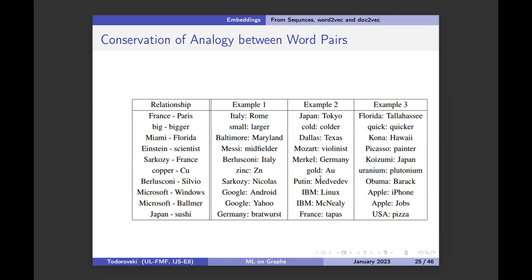Mozart plays the violin and Merkel plays Germany. And Putin plays Medvedev. Totally right. So this is again a Stone Age ChatGPT. This is a Stone Age language model. Okay. Yeah. How old is this? Almost 10 years. Okay, Stone Age.